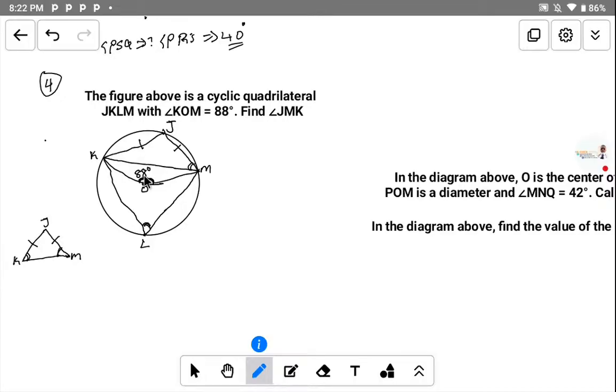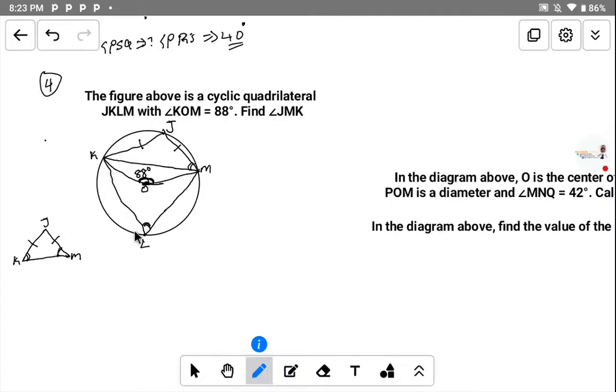Now, how do we do that? I'm taking this question from a JAMB past question, which is objective, but what if it is a theory question? How do we interpret it in a mathematical way and a statement way? If you look at this angle, KOM is the angle located at the center, which is equal to 88.